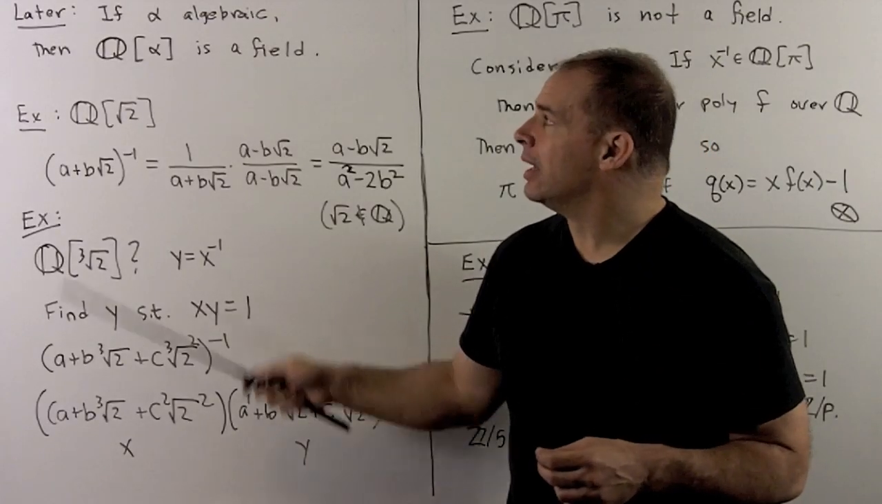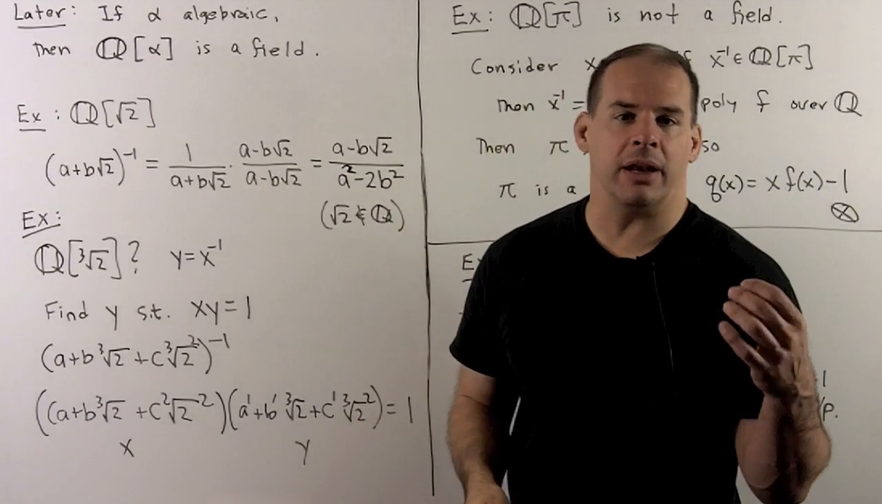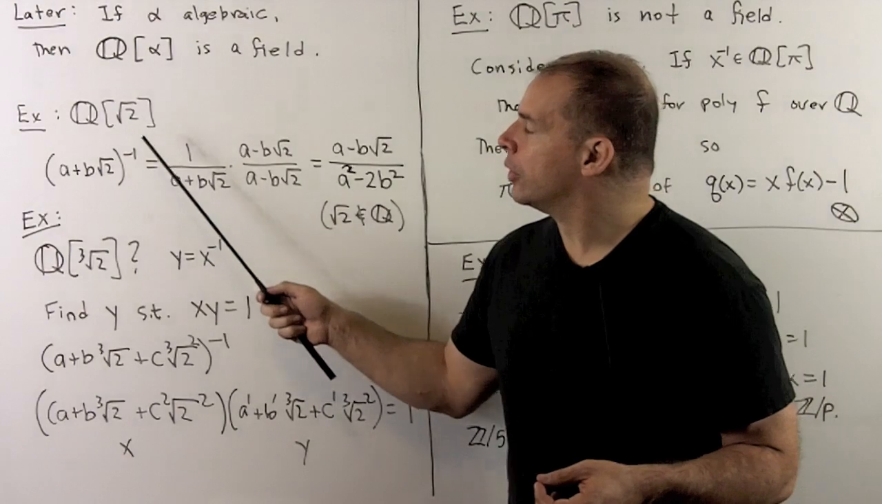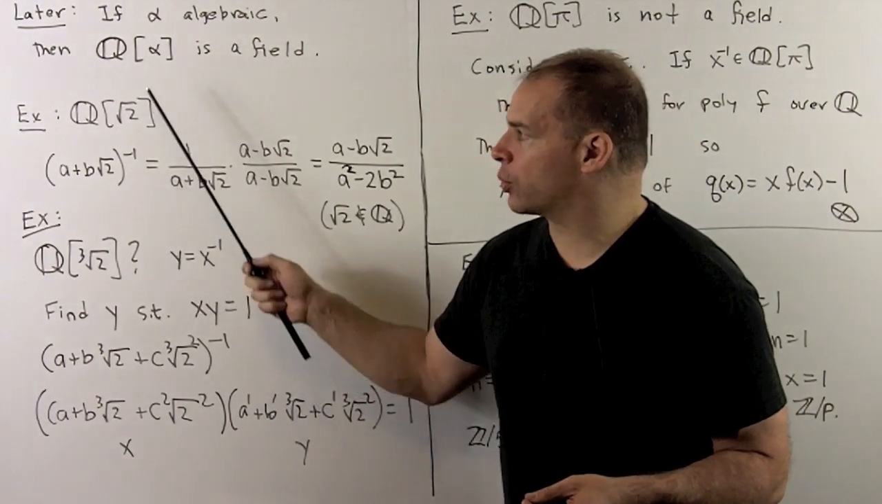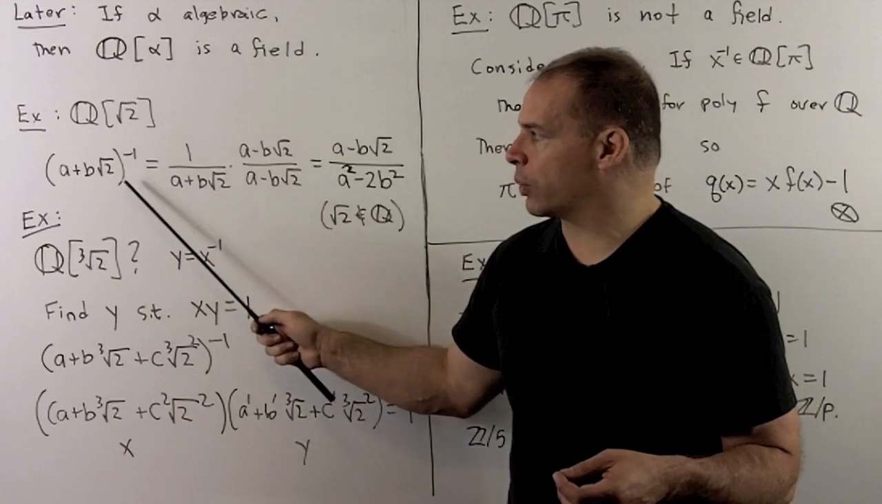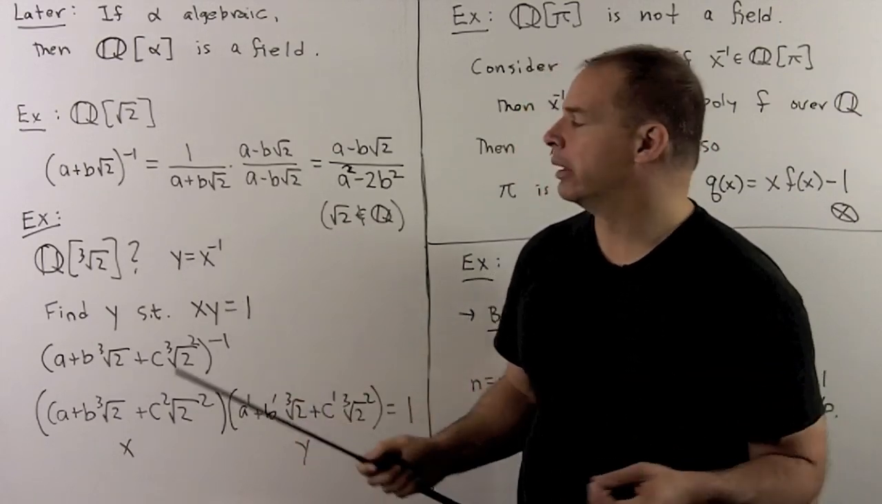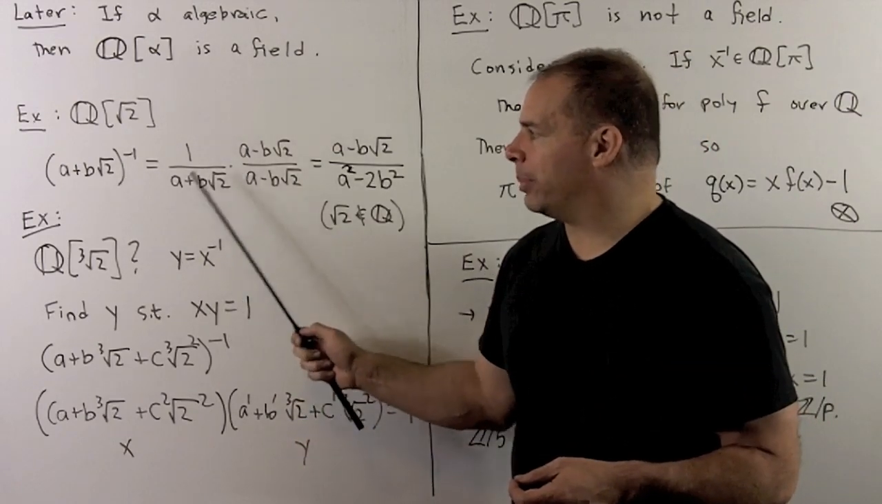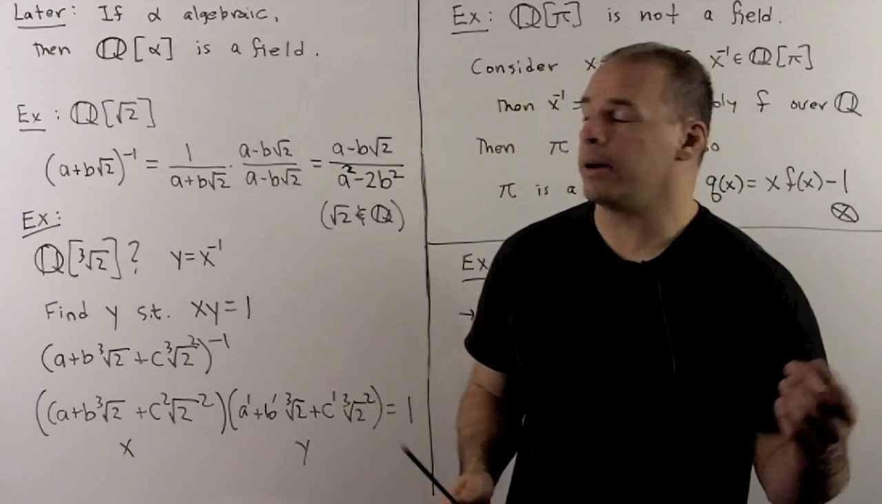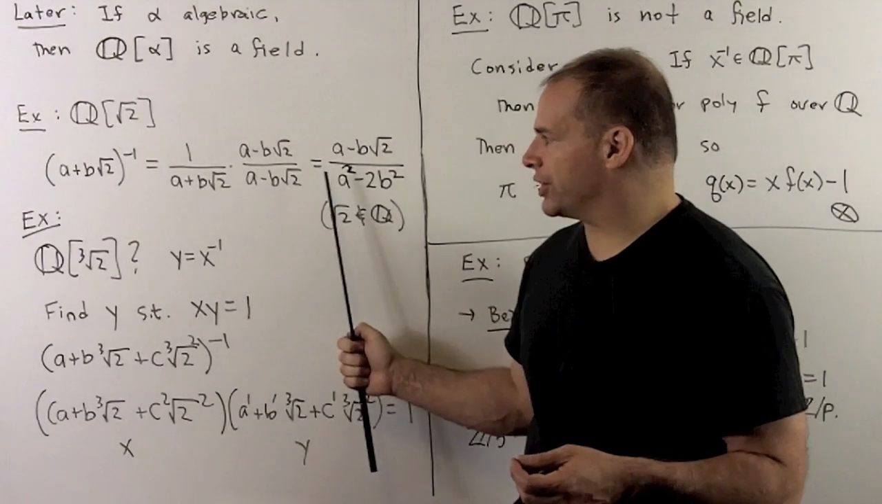Later we'll see, if alpha is algebraic, then if I take the rationals and adjoin alpha, that's a field. For instance, if we take Q adjoin square root of 2, we take a generic element, a plus b square root of 2, and I take the inverse. I can write that as 1 over a plus b square root of 2. How do I get the square root of 2 out of the denominator? Well, we just use rationalization.